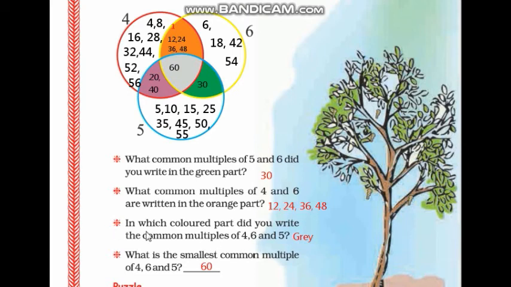Third, in which colored part did you write the common multiples of 4, 6 and 5? We have written in the gray part. Fourth, what is the smallest common multiple of 4, 6 and 5? The smallest common multiple of 4, 6 and 5 is 60. So this is also called LCM, lowest common multiple.